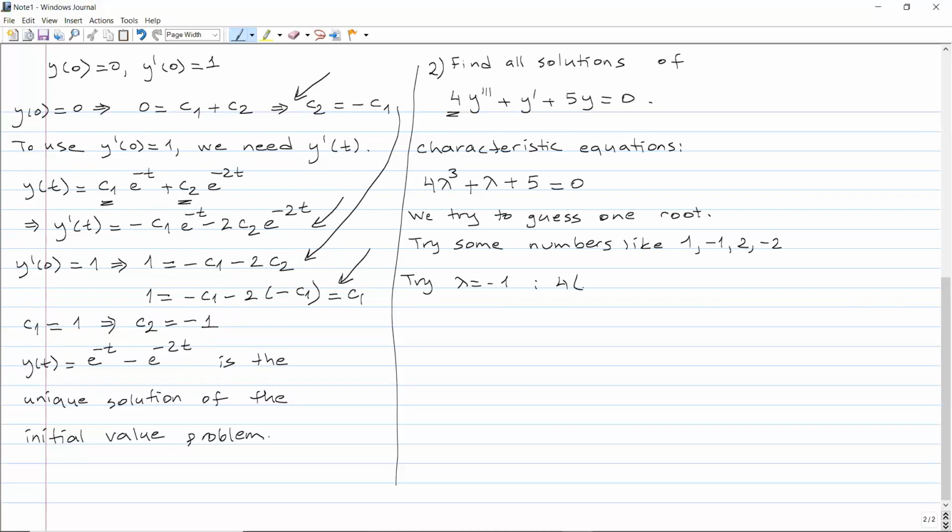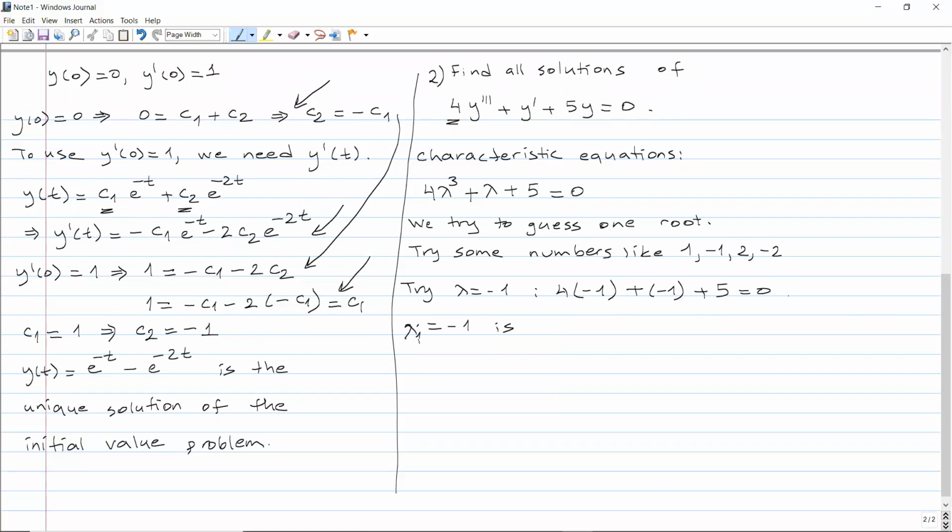So minus 1 cubed is minus 1, plus minus 1, plus 5. It is equal to 0. So lambda equals minus 1, let's say lambda 1 equals minus 1, is a root. All right, so we obtain one root. How do we get the others? Once we get one root, this means lambda plus 1 is a factor of 4 lambda cubed plus lambda plus 5.